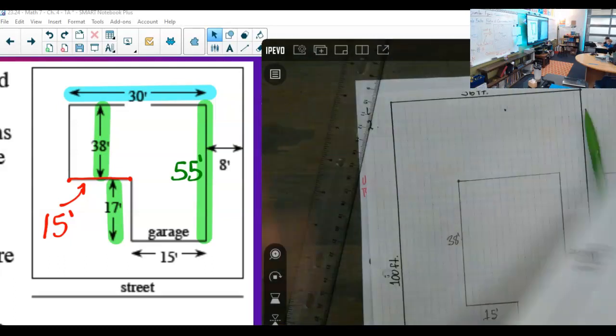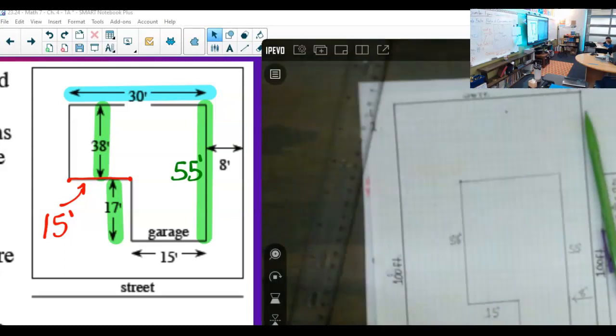Yeah, no, mine's the same size. Yeah, mine's the same size.